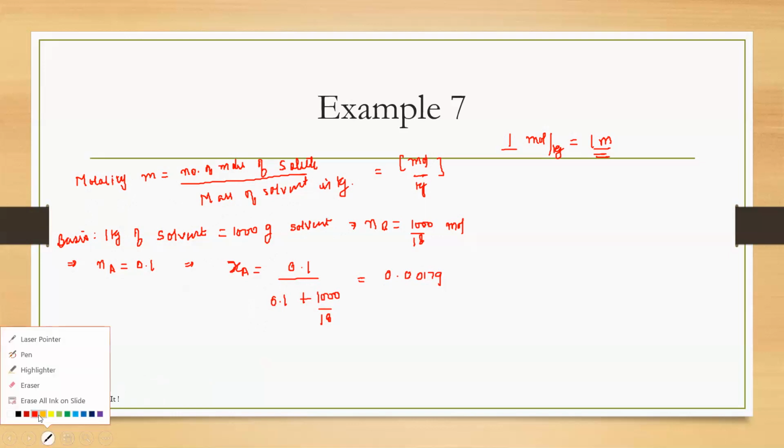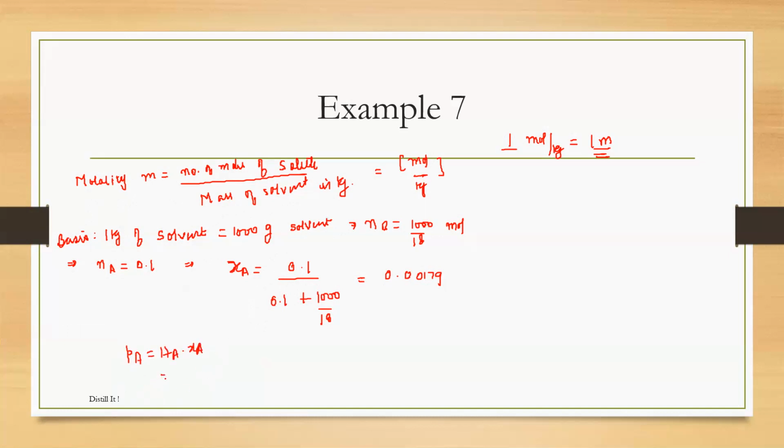Now, when we have to calculate the partial pressure over the solution at the same temperature, we need to use Henry's law again. So PA is equal to HA into XA. Henry's law constant we already calculated, 5000.2 kilopascal into 0.00179, which is approximately equal to 9 kilopascal. All right. So that is your partial pressure.